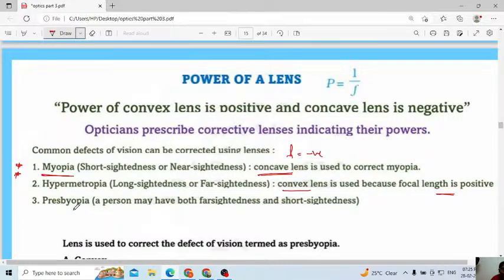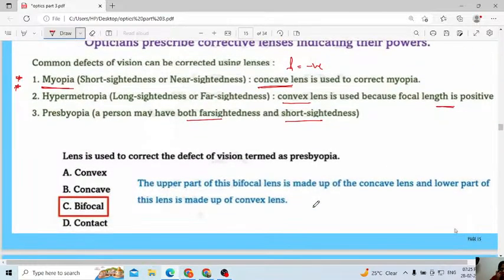In presbyopia, here both lenses we will use, both concave and convex lenses. A person may have both far sightedness and short sightedness. That person is suffering from presbyopia. Here both lenses we will use, both concave and convex, bifocal lens. Here I included one question. Which lens is used to correct the defect of vision termed presbyopia?